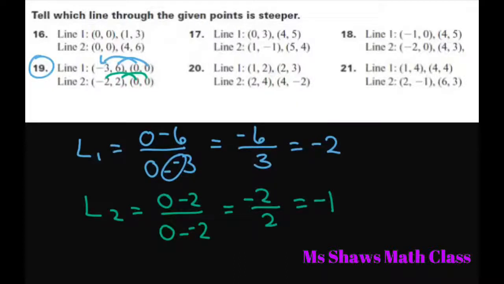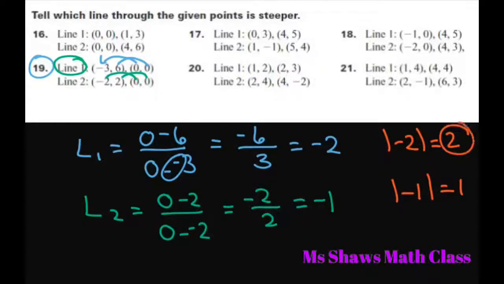Now, which one is steeper is the bigger number. So line 1, and if you want, you could just take the absolute value of negative 2, and that gives you 2. Absolute value of negative 1 gives you 1. And you look at it that way, we can see that 2 is bigger than 1. The negative doesn't matter for steepness. That just tells you the direction of the line.